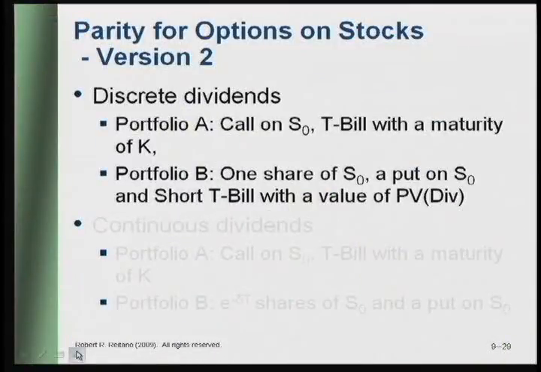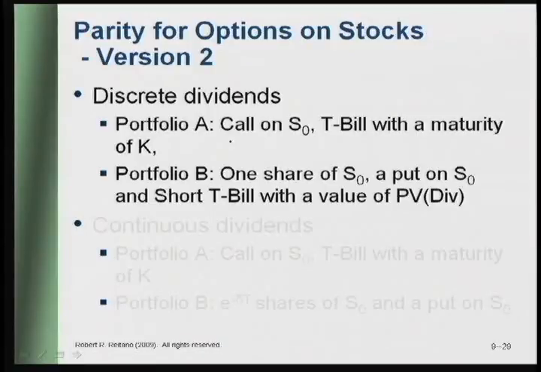Now we can look at version 2, where we think about constructing these portfolios. Namely, in a discrete dividend context, what would our portfolio A be? We would buy a call on S and a T-bill, maturity K. In other words, portfolio A is the same if we have dividends on the stock. It's portfolio B that changes.